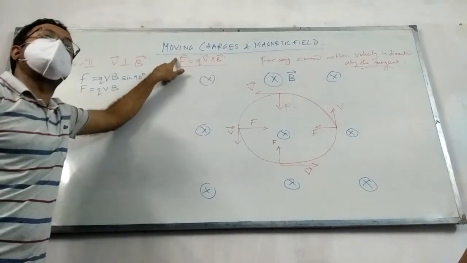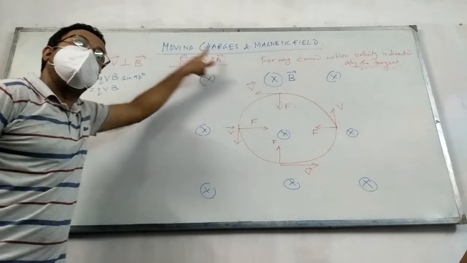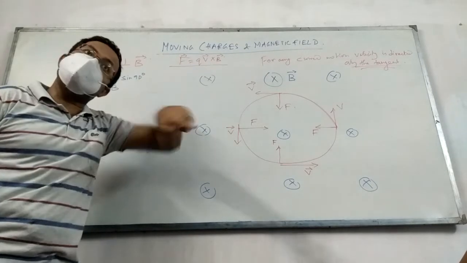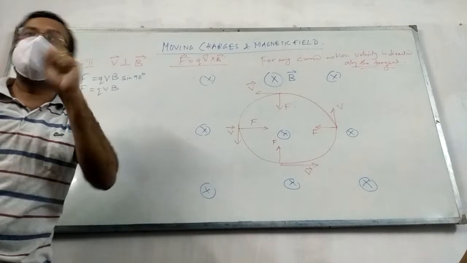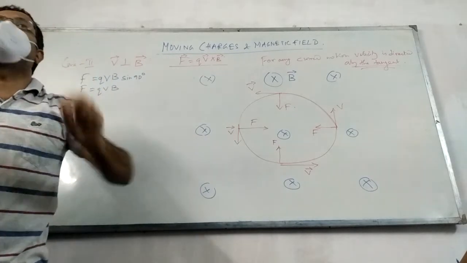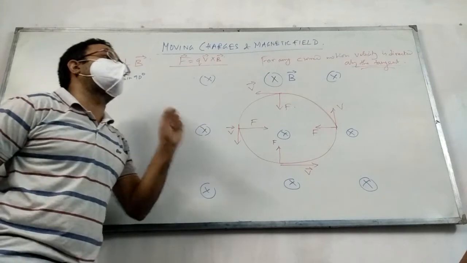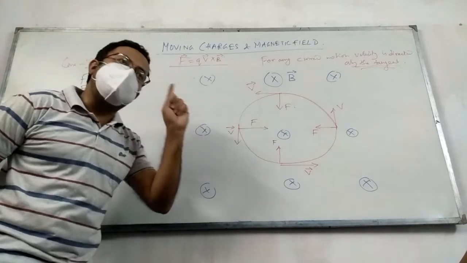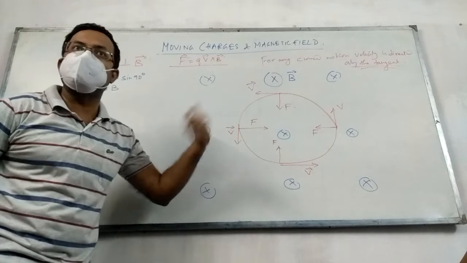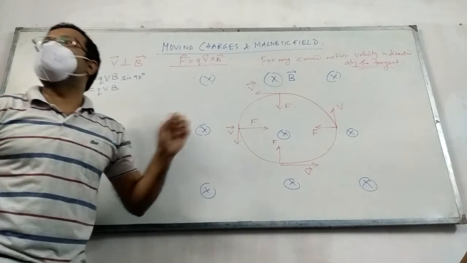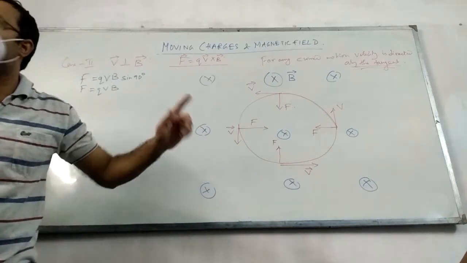So force is always perpendicular to velocity. In any place, force is always perpendicular to velocity. So this force has to be centripetal. If the force is always perpendicular to velocity, the force has to be centripetal. And if there is a centripetal force present, there has to be a circular motion present. Is that clear? Hence the charged particle goes on in a circular path.